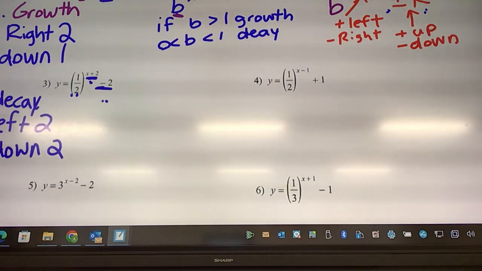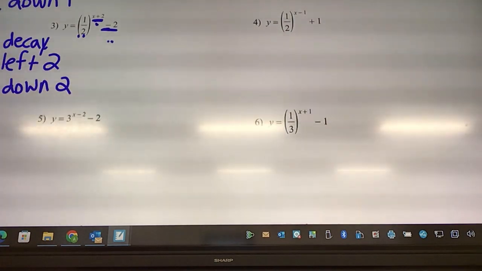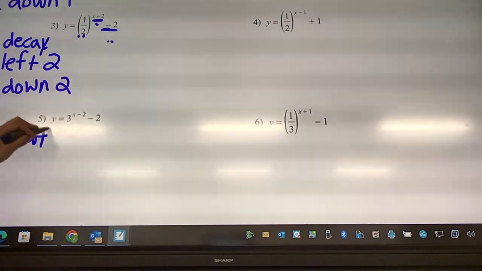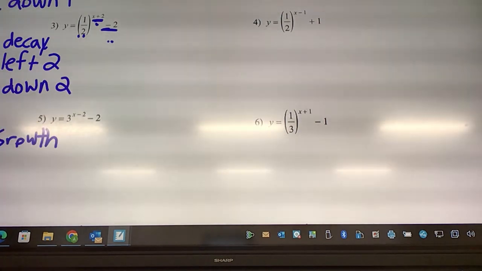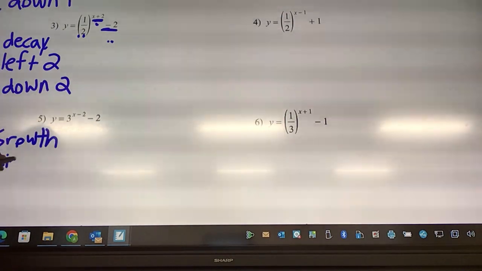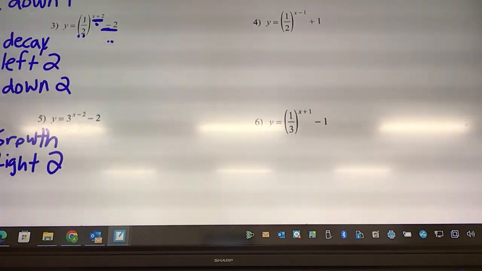Look at number 5. Is it growth or decay? Growth. What number are you looking at? The 3. It's growth. And then I have a minus 2 there. What is a minus going to do? Right 2. Good. Down 2.